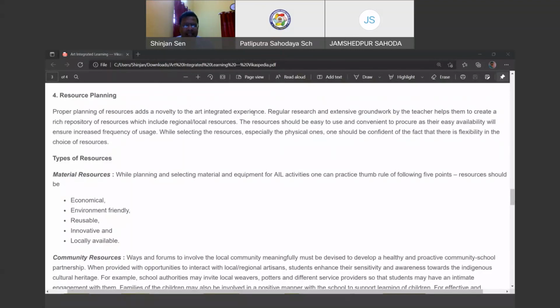Material resources. While planning and selecting materials and equipment for art integrated learning activities, one can practice the thumb rule of the following five points. The resources should be economical. Very important first: too much money spent is not a good thing. It should be environment friendly because we are working with children. We cannot put them in any type of unwanted situation. They should be reusable, so that again and again we can use them. Innovative and locally available. We cannot say that we will order it from the US and only when it comes can we do it. No.